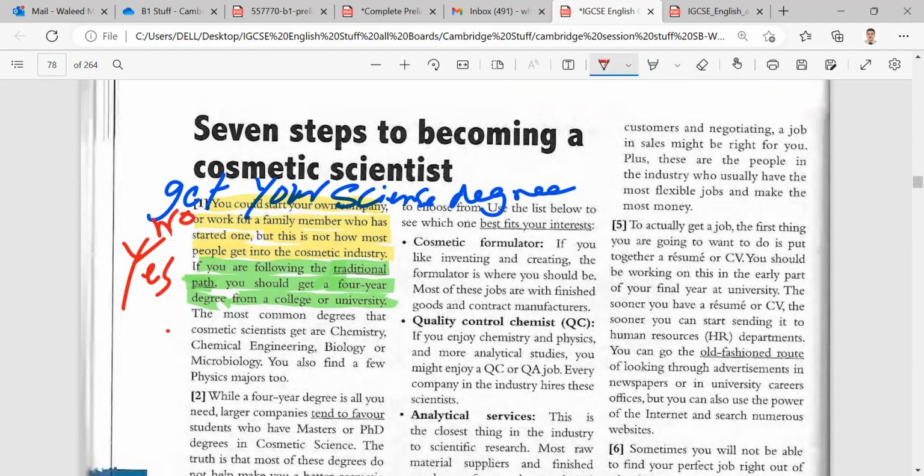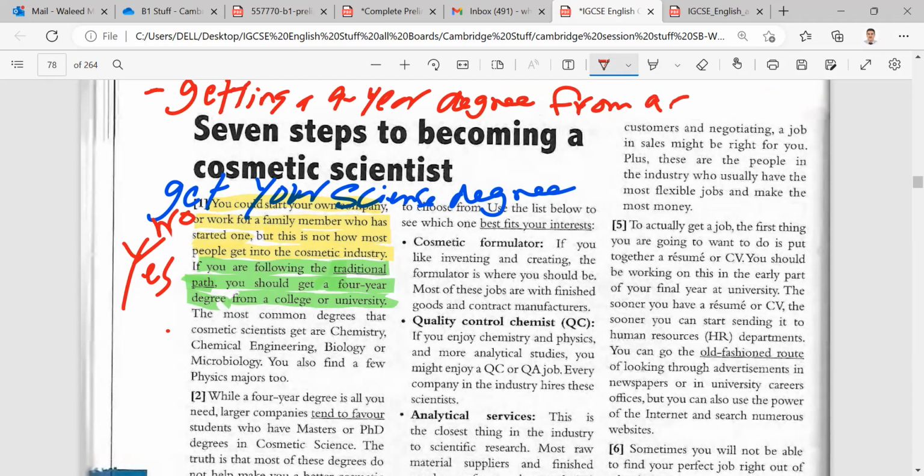Okay? So how can you write this sentence in your note? How do you write this sentence in your note? You can say like this: getting a 4-year degree from where? From a college or university. Let me write an abbreviation.